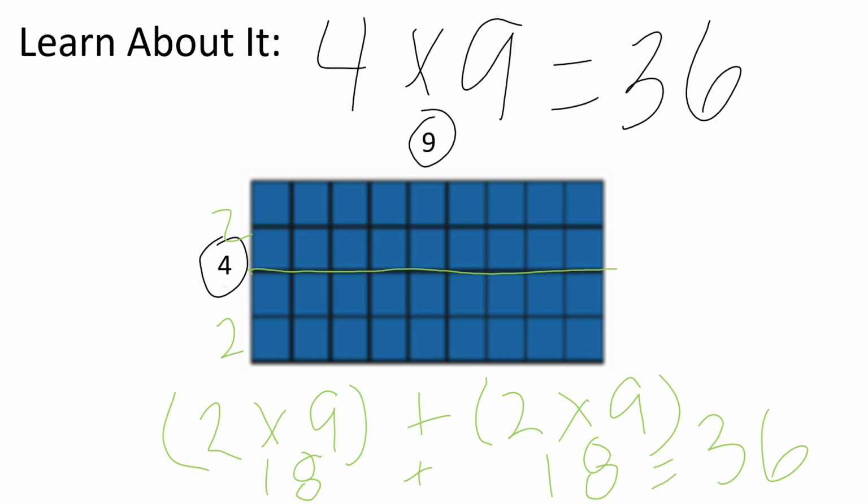Try some on your own now. You will complete the reteach page 10-2 on a separate sheet of paper to practice using the distributive property. Good luck.